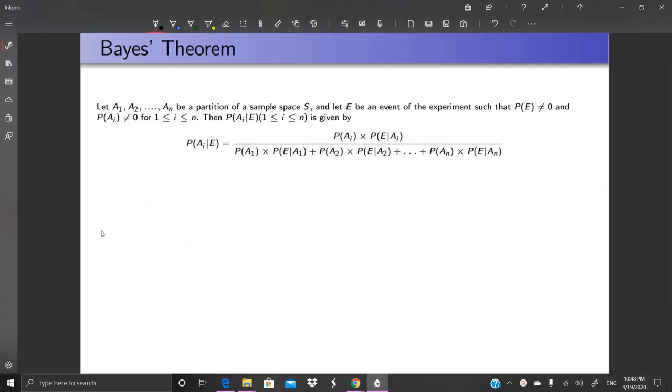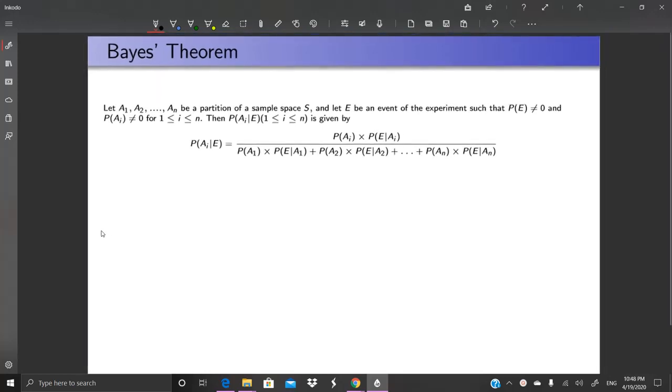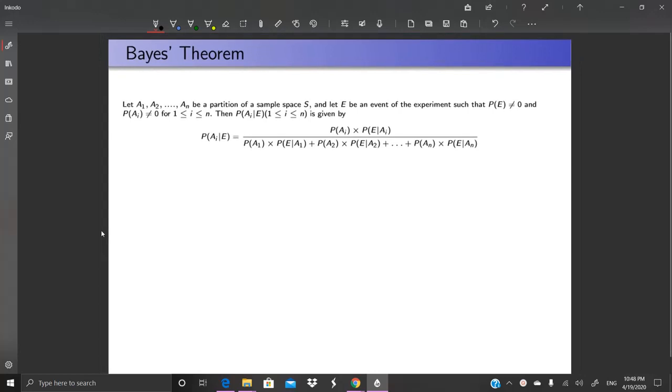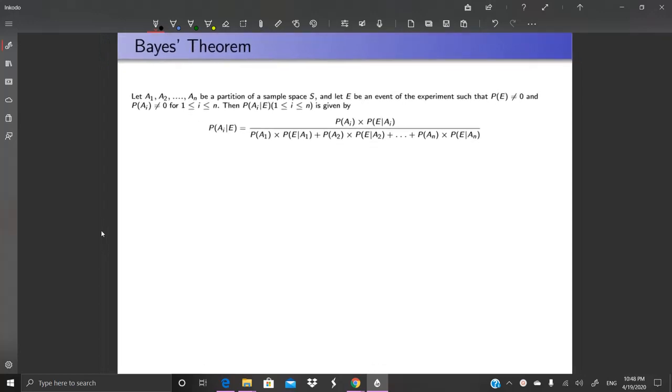If you just look at this statement right here, it might look really intimidating and confusing. So rather than going over exactly what that says, maybe we'll try a smaller example and that will make a little more sense. But keep in mind that A1, A2, all the way through An are a partition of a sample space S. What is a partition? We'll look at an example and hopefully that'll make sense. And then E is an event, as always.